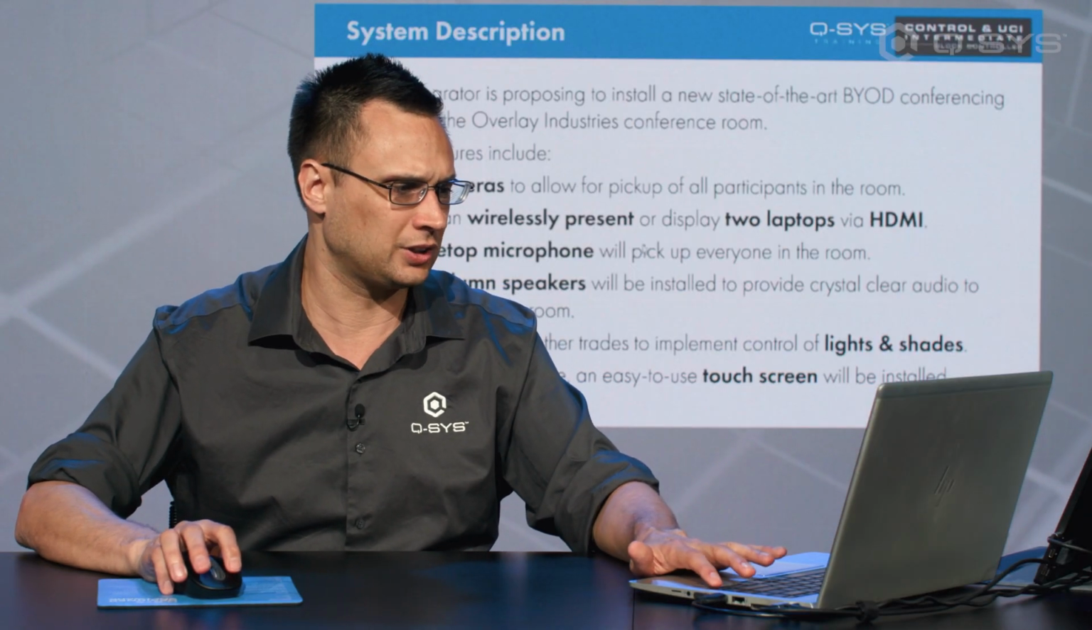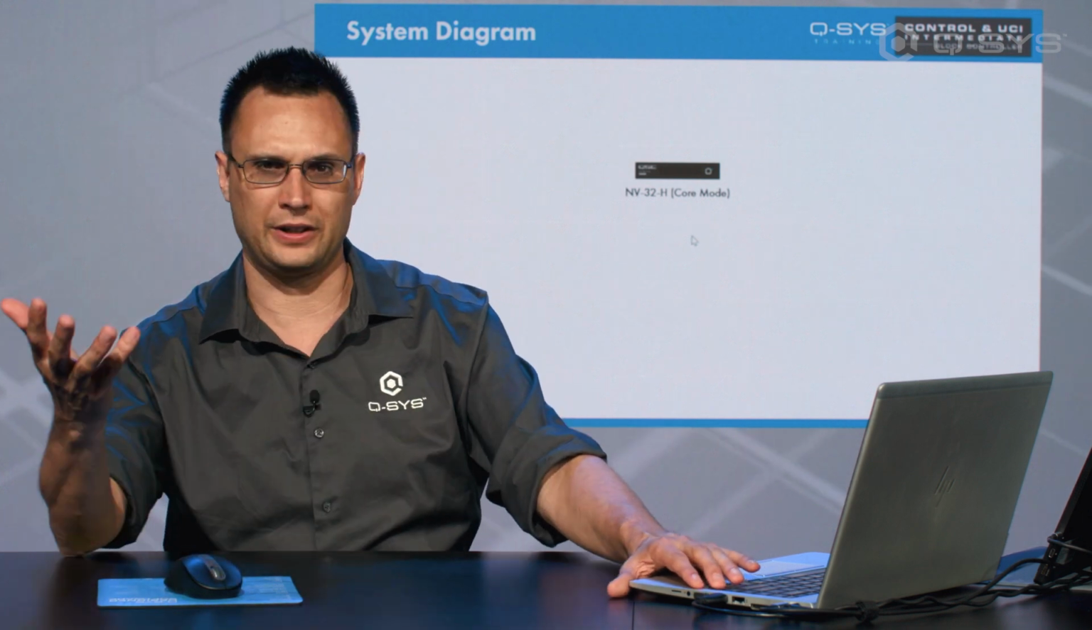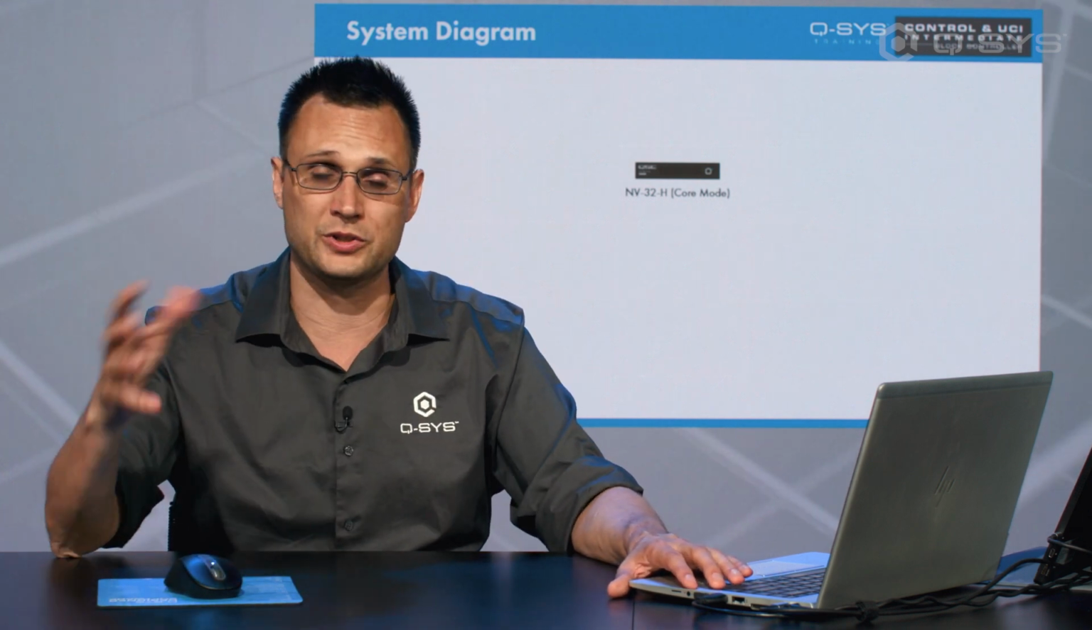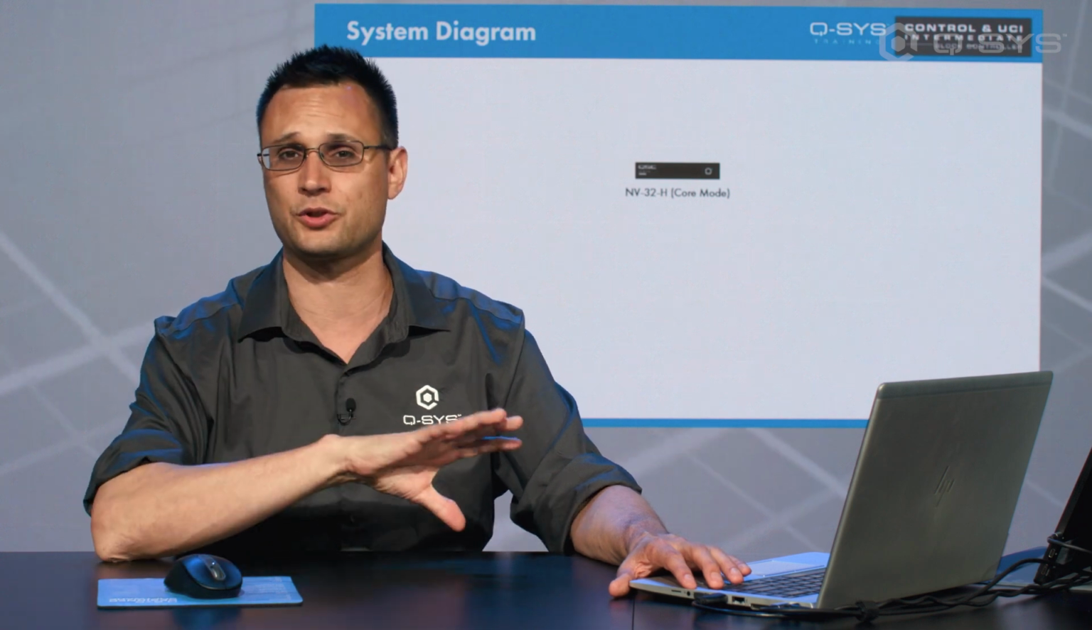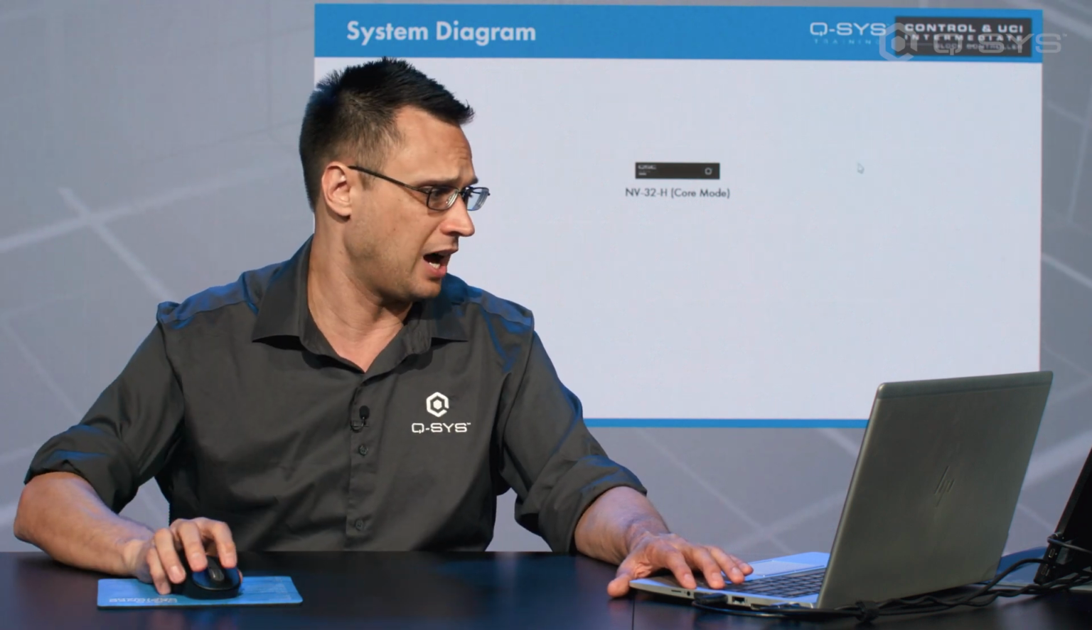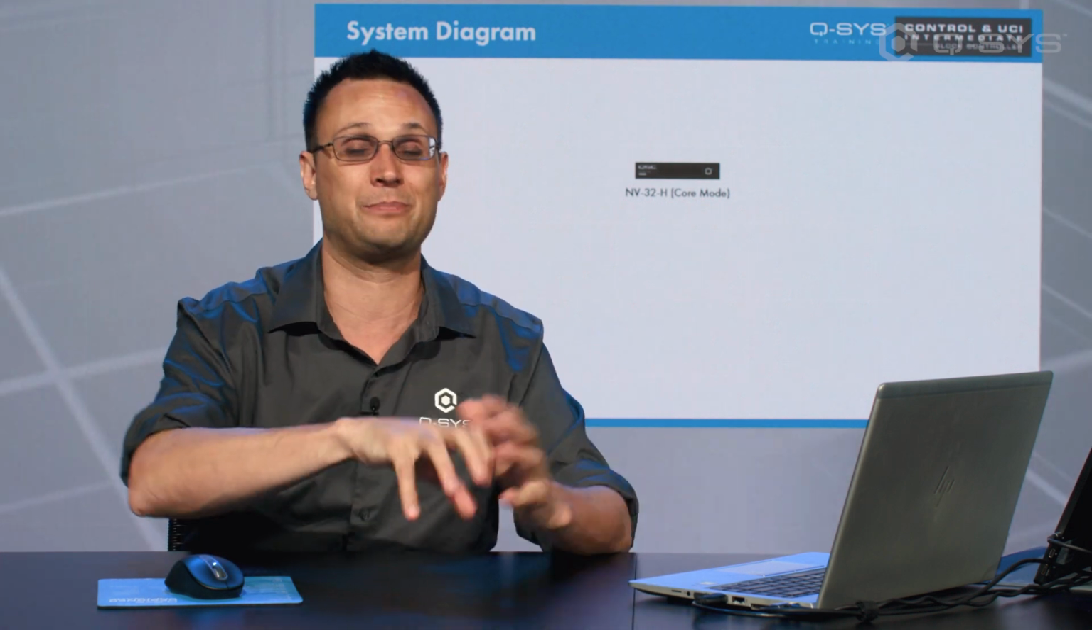So what does this look like in the topology? We've got an NV32H, which is going to be operating in core mode, controlling everything in this room. We're using the NV32H for a reason. This is used a lot in installations like this, where it is the core, and it's also doing HDMI switching. So you've got a couple of local inputs to a couple of local outputs without needing to put them on the network and make them AV streams. This box does it all. It also provides the USB bridging that you need to get the video and the audio to your laptop.